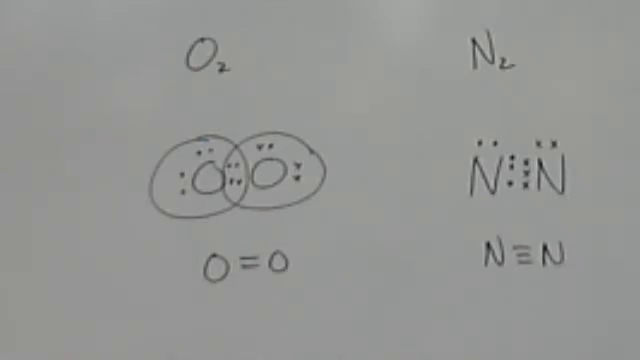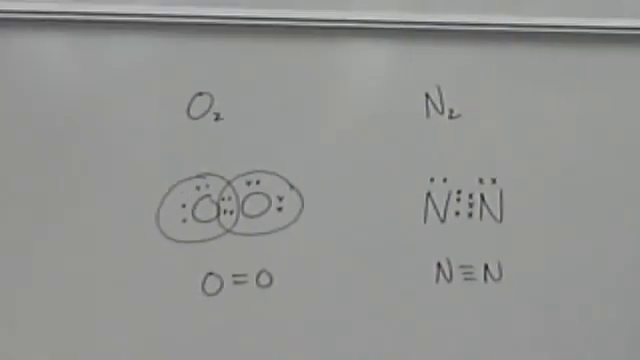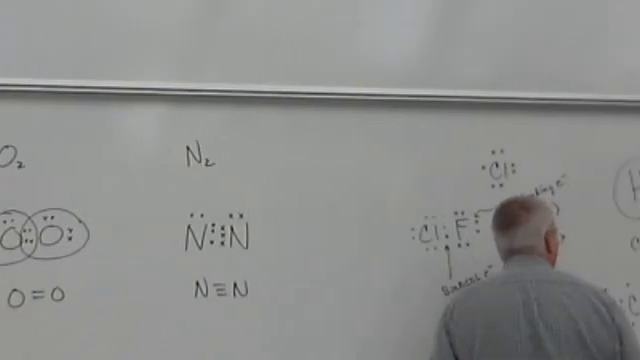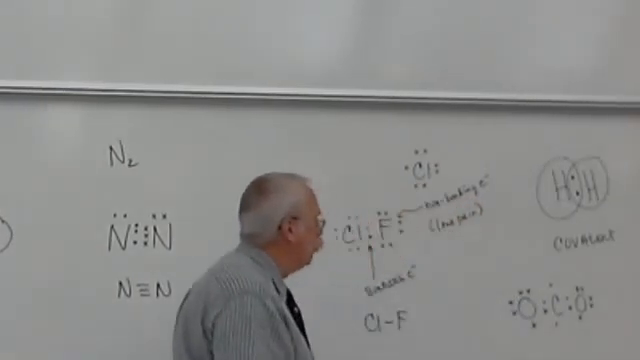Now this doesn't have to happen just between 2 elements that are the same. Let's try carbon and oxygen. How many valence electrons does carbon have? 4. 1, 2, 3, 4. Oxygen, 6. Let me bring in an oxygen here. So 1, 2, 3, 4, 5, 6. And another oxygen. 1, 2, 3, 4, 5, 6. Okay, is that working for us?